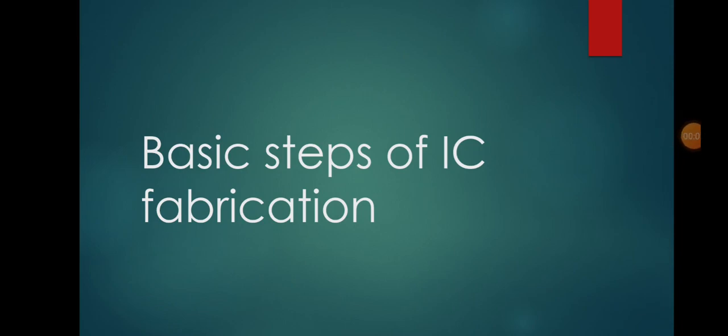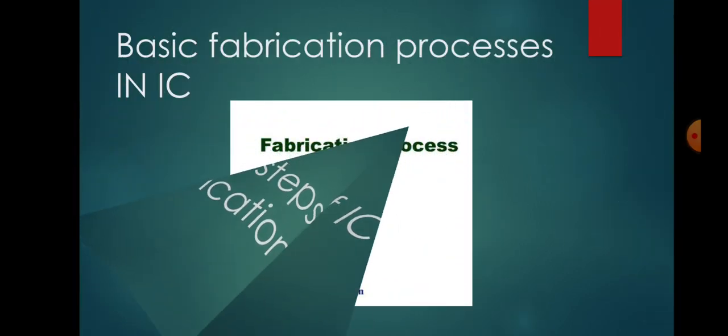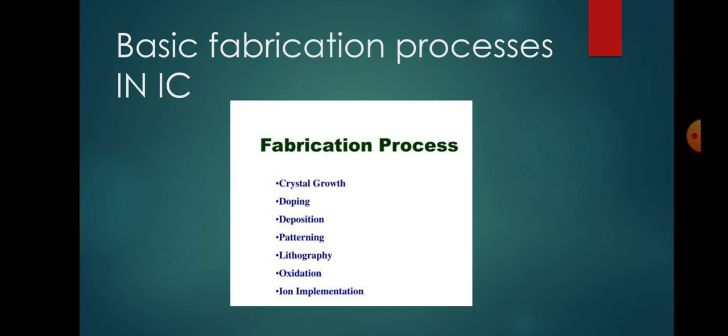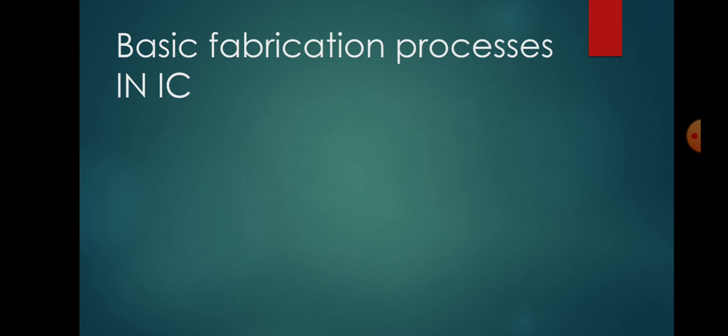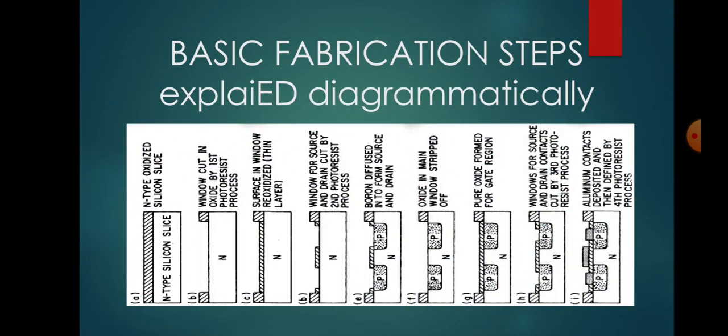Today we'll be discussing the basic steps of an IC fabrication. When we discuss the IC fabrication steps, we will consider the processes briefly at first. The processes which are included in basic fabrication processes in an IC include the crystal growth, doping, deposition, patterning, lithography, oxidation, and ion implantation. So, to study each one of these processes, we will be studying the fabrication steps.